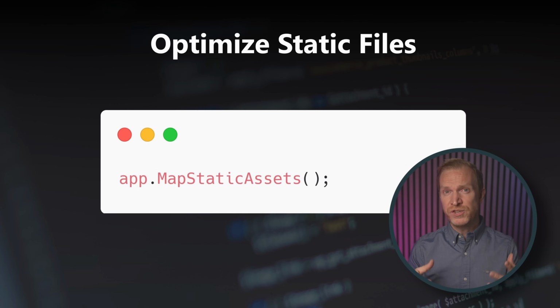This will, in a more efficient manner, allow you to serve static files to the end user. It will allow you to use the ETag so that the browser knows if the content has actually changed. You can simply replace the current version of mapping static files with this new map static assets.